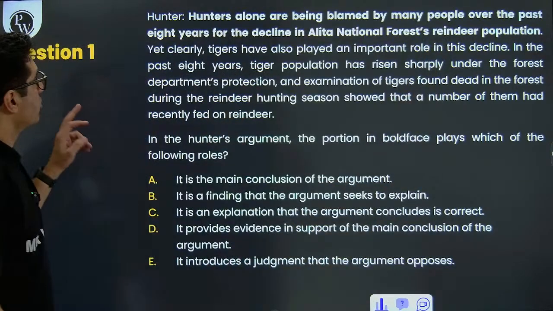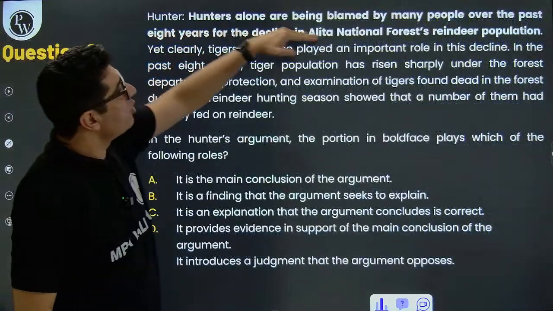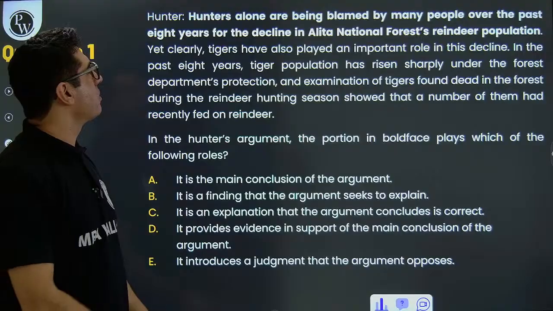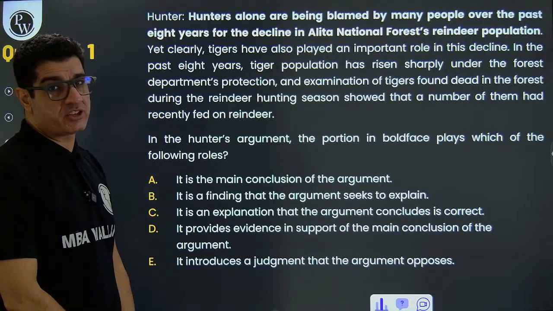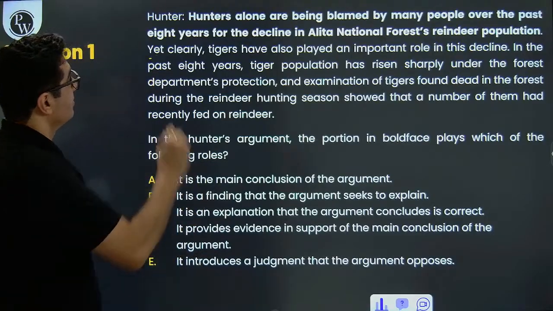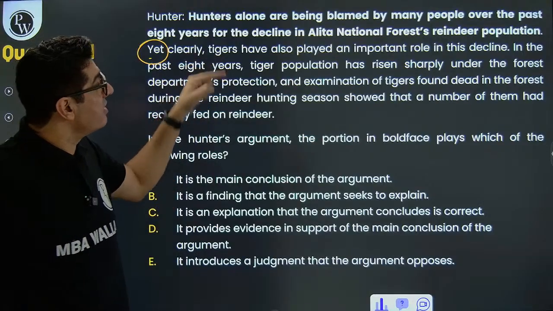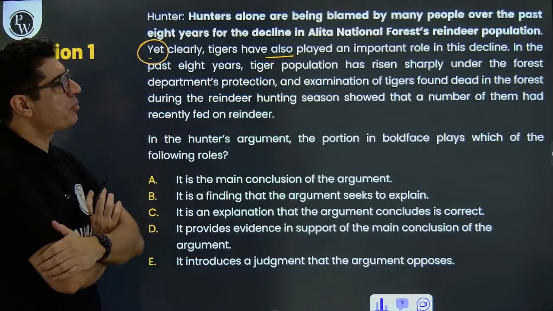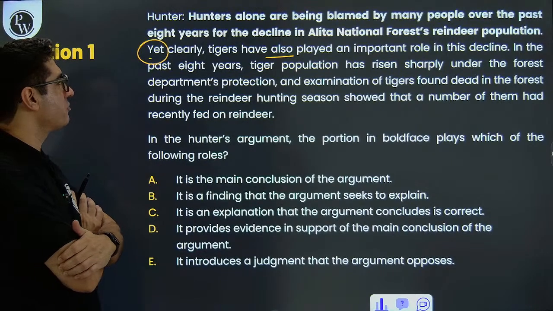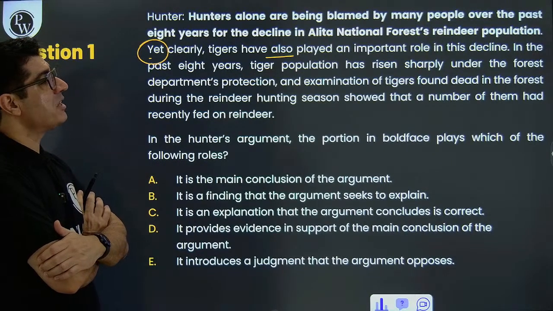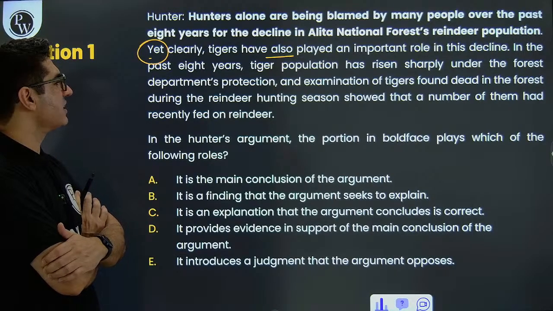Let's go. So there is a hunter. What does the hunter say? Hunters alone are being blamed by many people over the past 8 years for the decline in Alita National Forest's reindeer population. Yet, the moment you see yet, you know that the person does not agree with it. Yet clearly, tigers have also played an important role in this decline. In the past 8 years, tiger population has risen sharply under the forest department's protection, and examination of tigers found dead in the forest during the reindeer hunting season showed that a number of them had recently fed on reindeer.